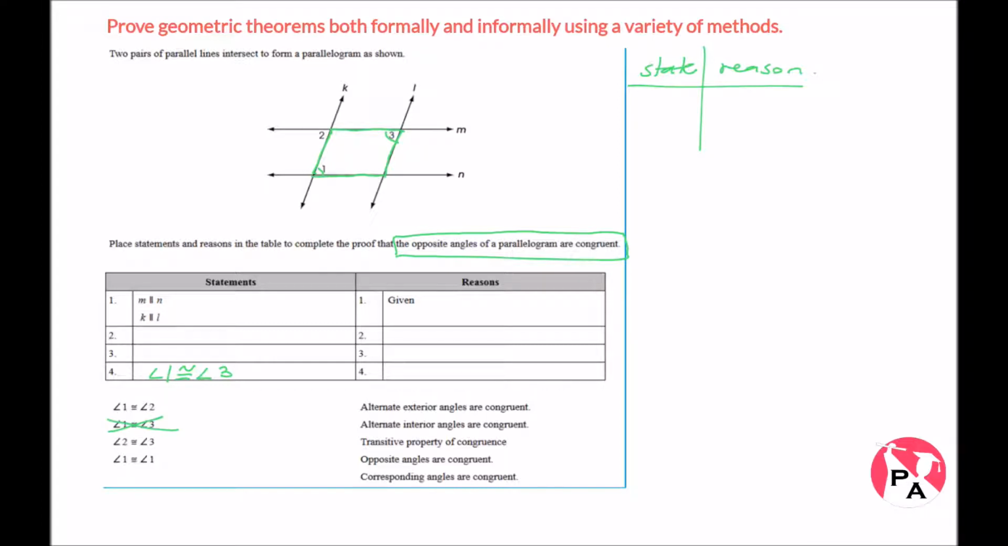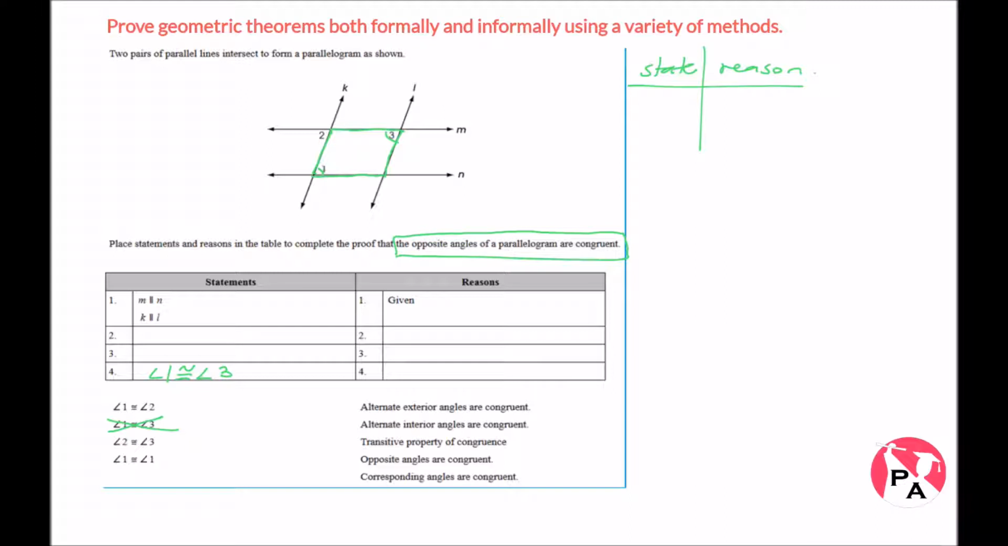Now this is gone. So we are going to choose 2 of these 3 statements to place in here, and then we are going to choose 3 of these 5 reasons and place them right here. As we were solving the question, I said angle 1 is congruent to angle 3, but the reason is not because they are opposite angles that are congruent. This is not complete enough. This is not exactly correct. So let's see what else we know by looking at the figure.